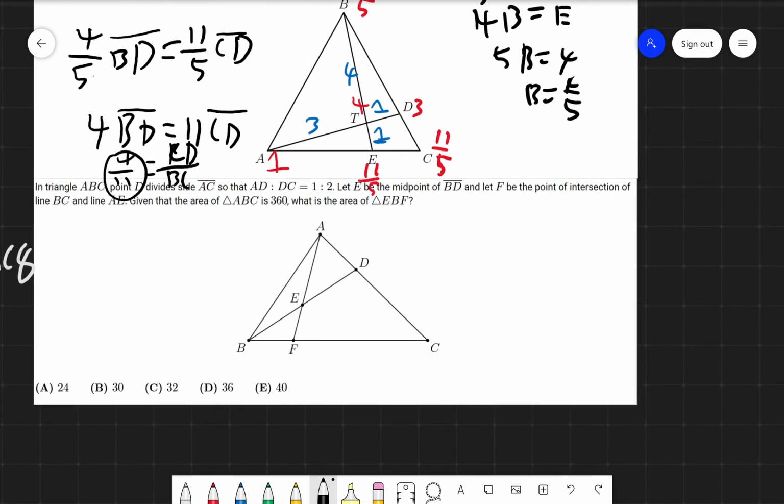Typically when you're doing this, you want to go really fast. You just assign things right away, and then you just solve it really fast. It becomes muscle memory at some point.